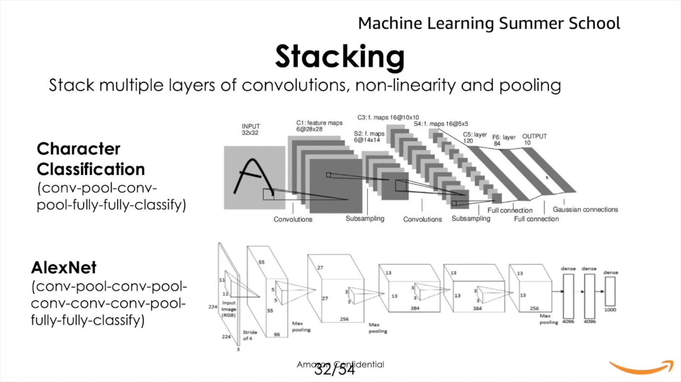fully connected layers. Similarly, in AlexNet, this is LeNet. Similarly, in AlexNet, you have 1, 2, 3, 4, and 5 convolutional, nonlinearity, and pooling blocks, followed by 3 fully connected layers.